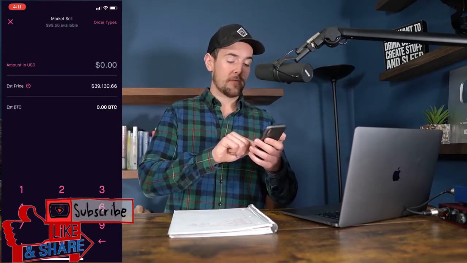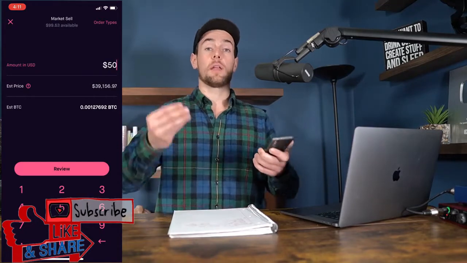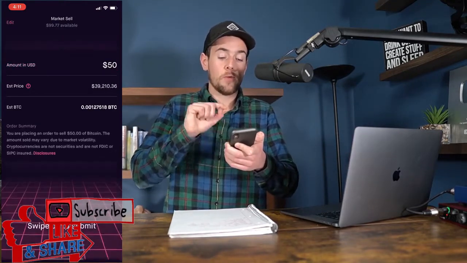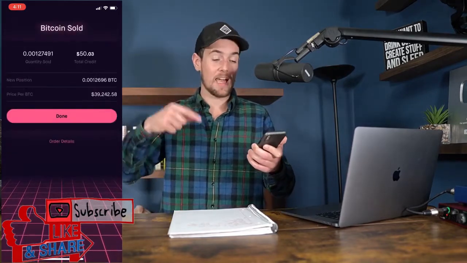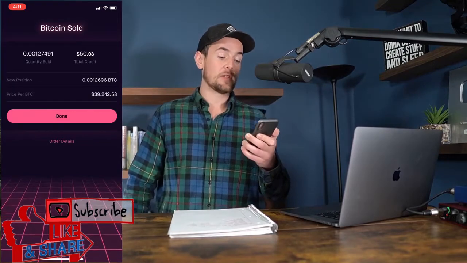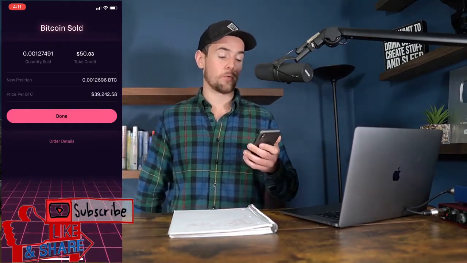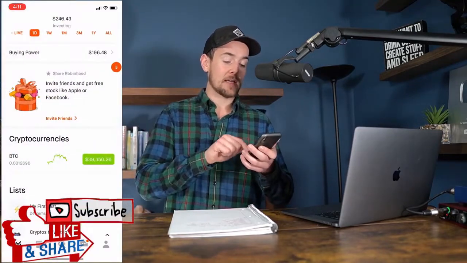So I'm just going to do $50 worth, and that is going to sell $50 of my Bitcoin and put that back into US dollars. At this point, you click the review button and then you swipe up to submit that order. And just like that, in the snap of a fingers, guys, we sold a portion of my Bitcoin and got a credit of $50.03.